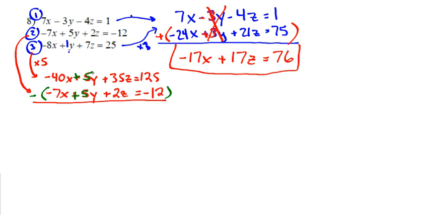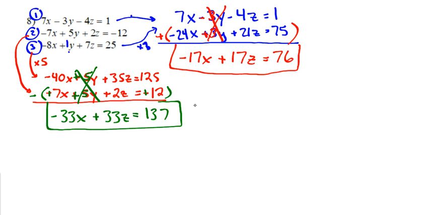5 minus 5 is 0. Those will be eliminated. Then I have negative 40x minus negative 7x. That's the same as negative 40 plus 7. It's negative 33x. 35 minus 2 is 33z. And 125 minus negative 12, that's the same as 125 plus 12, that's 137. So this is my other equation with two unknowns in it.